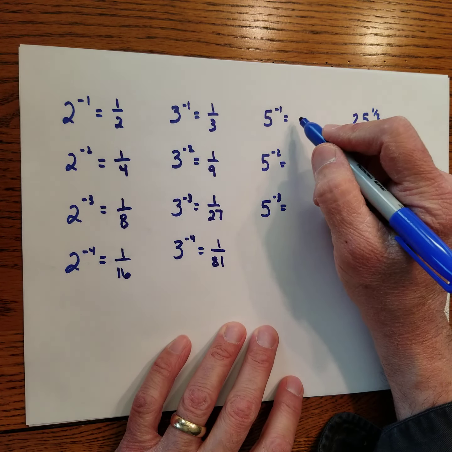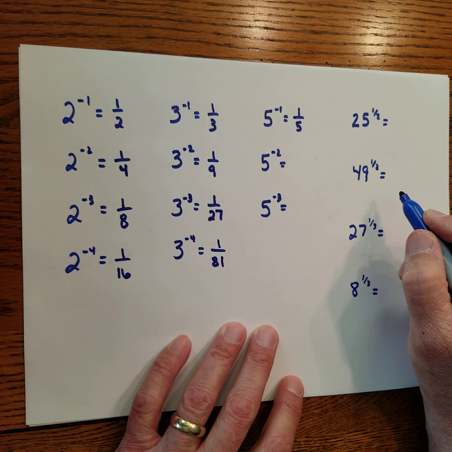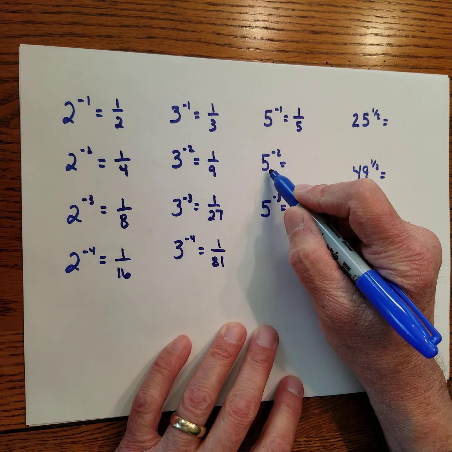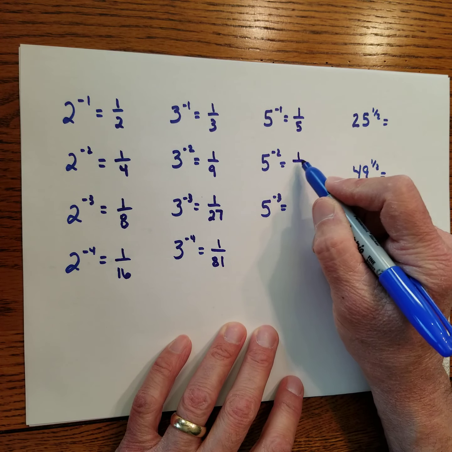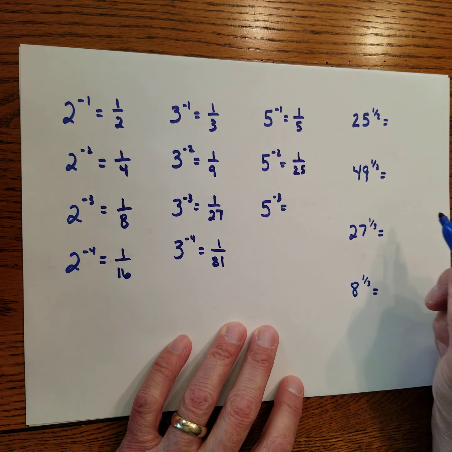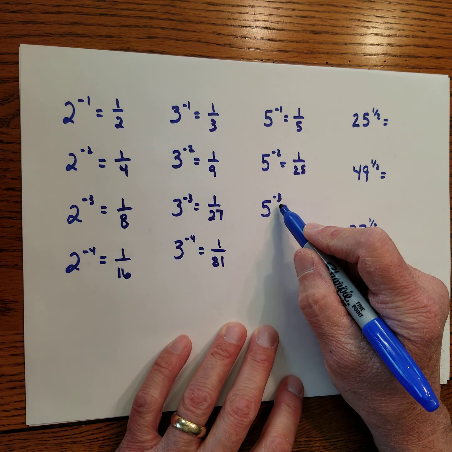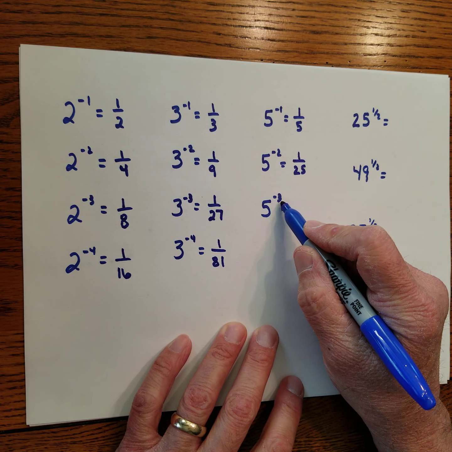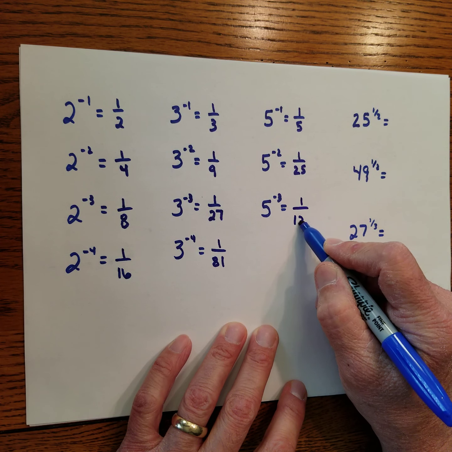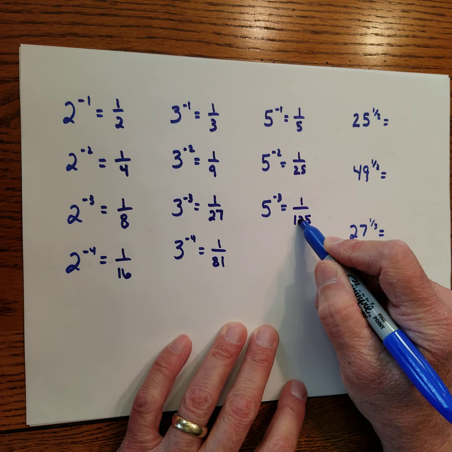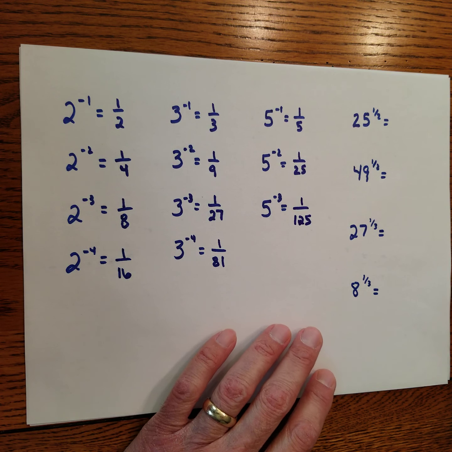Let's practice our 5's. The reciprocal of 5 is 1/5. If I take 5 and square it, and then take the reciprocal, 1/25. 5 to the negative third power means to multiply 5 times itself 3 times, and then take the reciprocal. Keep an eye out for these numbers in the homework assignments. They'll happen often.